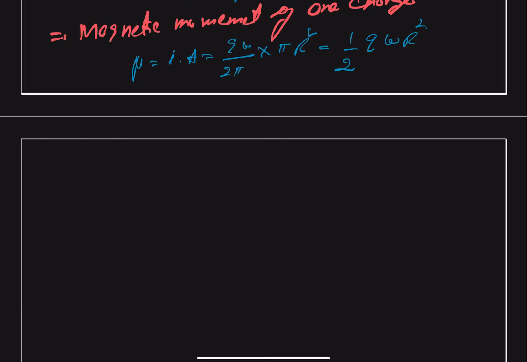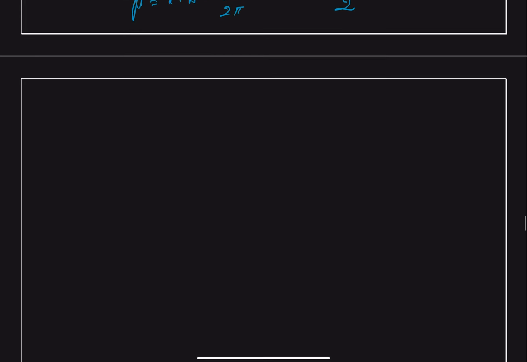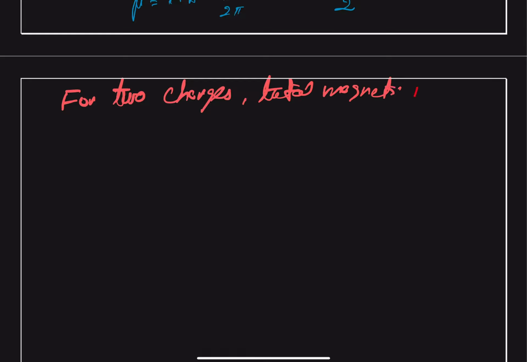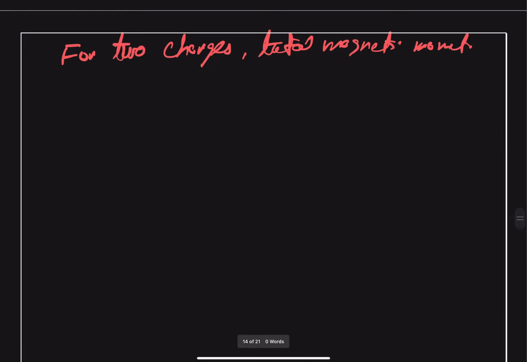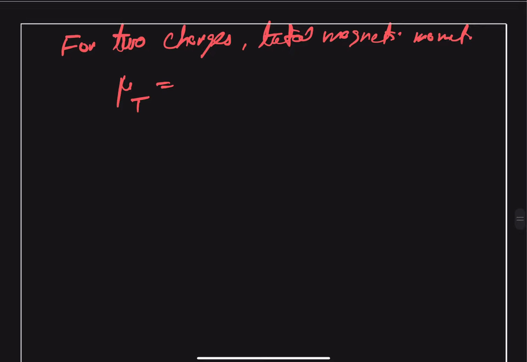So we have two charges, therefore for two charges, the total magnetic moment, let us call that mu t, will be equal to 2 into 1 by 2 q omega r square. 2 and 2 go away, so we get this as q omega r square.